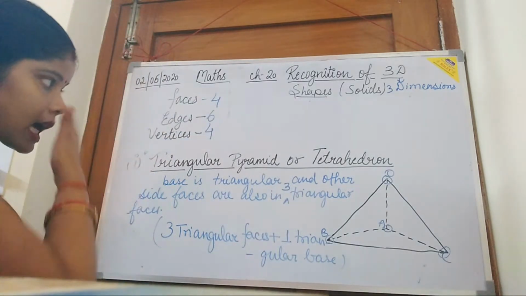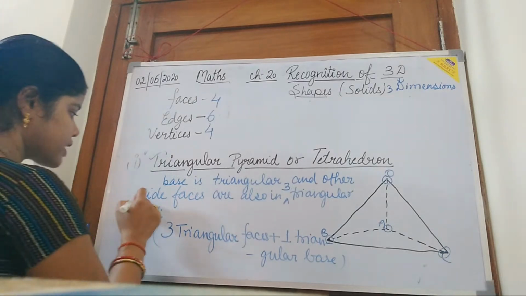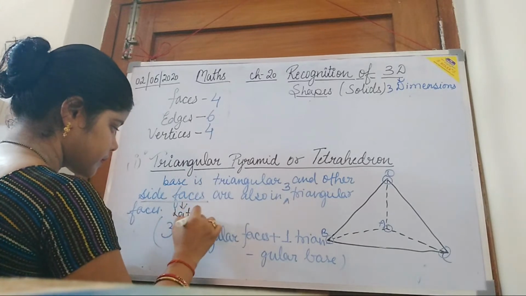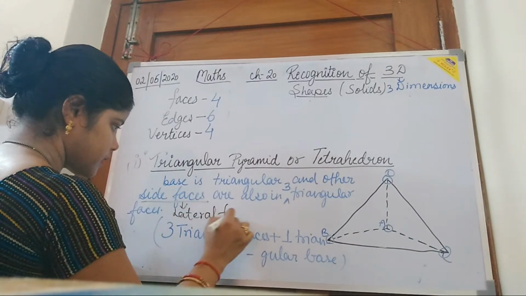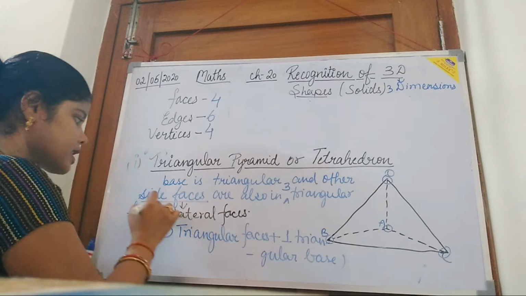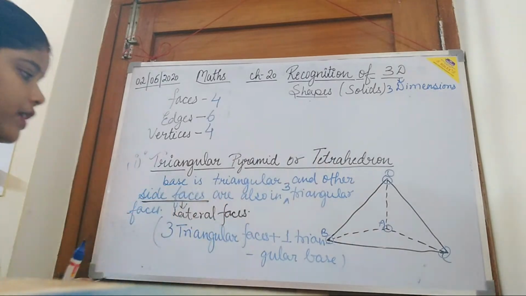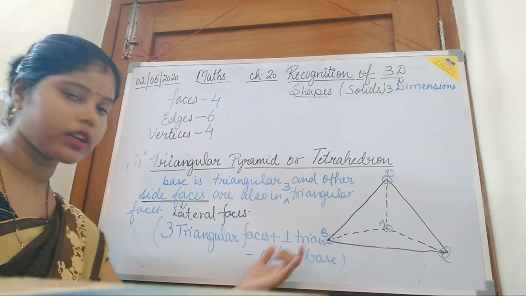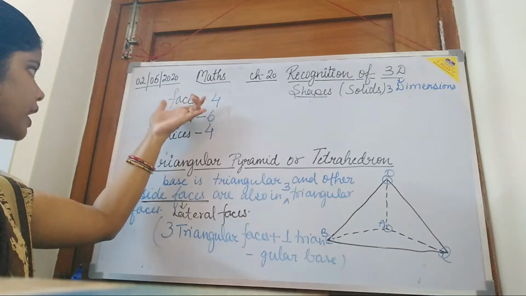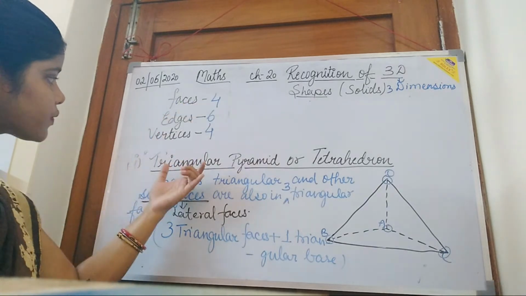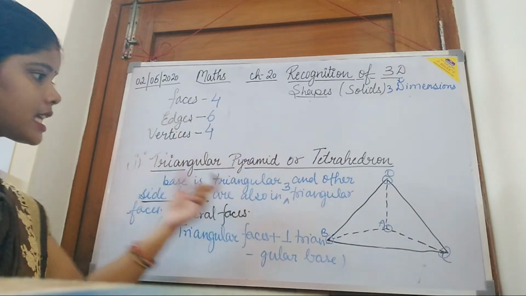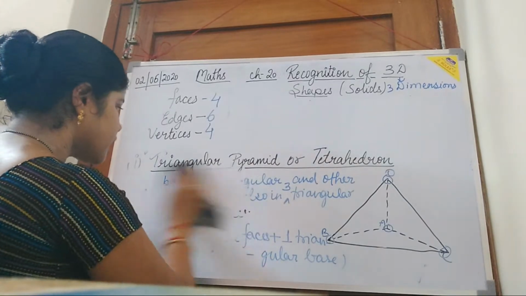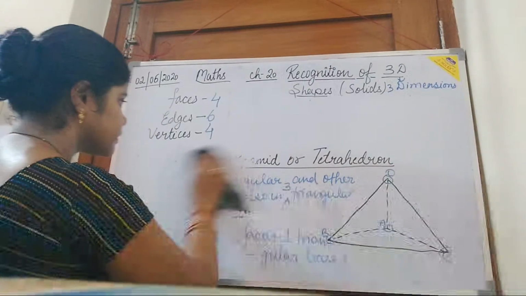So side faces are also called lateral faces. So side faces are also known as lateral faces. So here we have 3 triangular lateral faces and 1 triangular base, which together form 4 faces for a triangular pyramid, 6 edges and 4 vertices. Next, the base is a square and the other lateral faces are triangular.